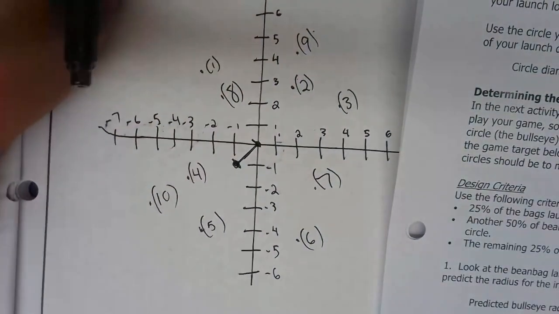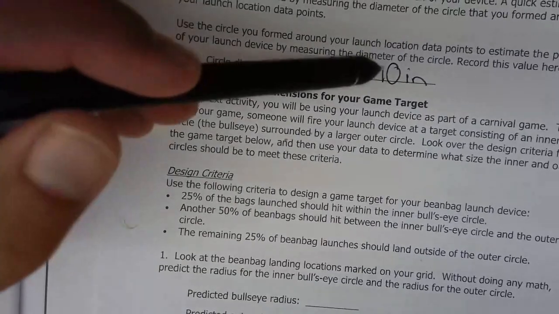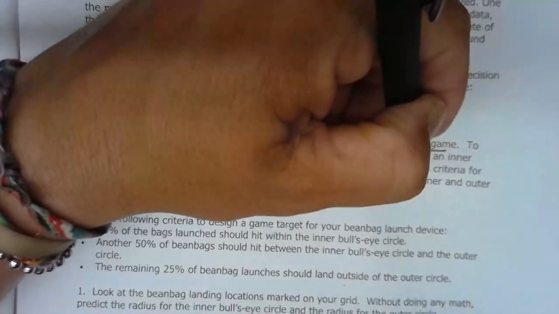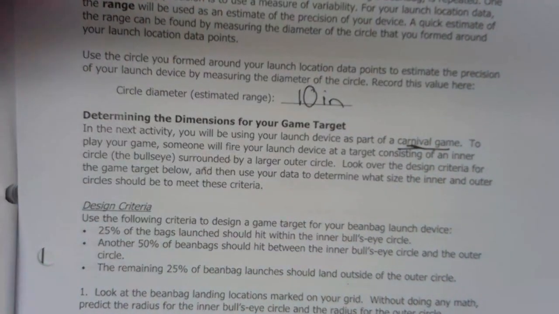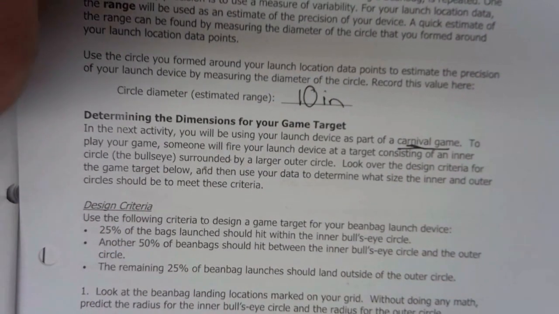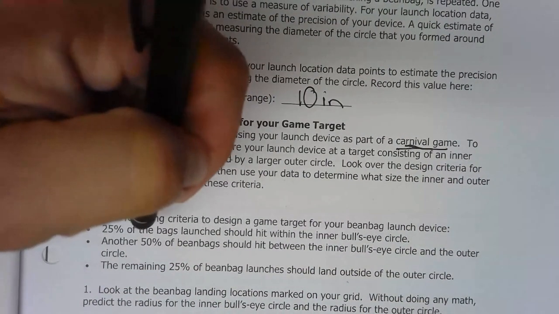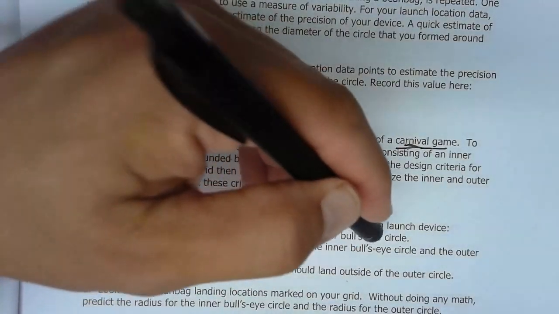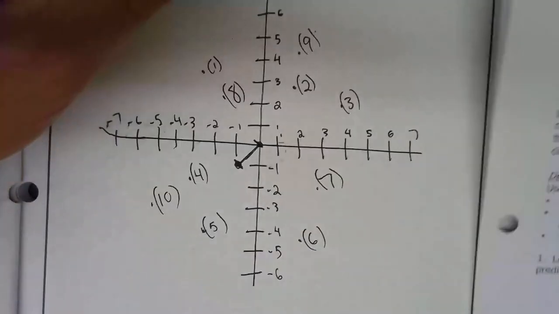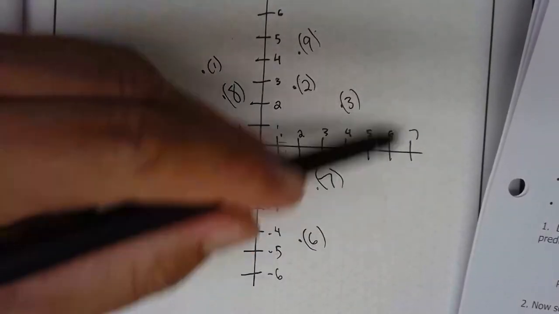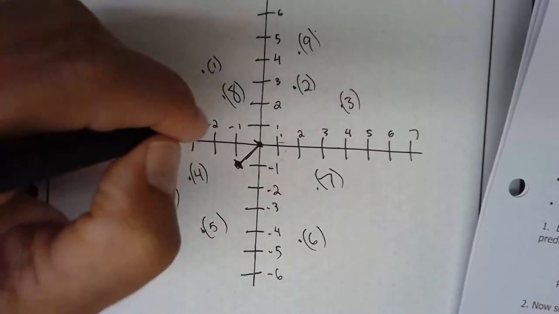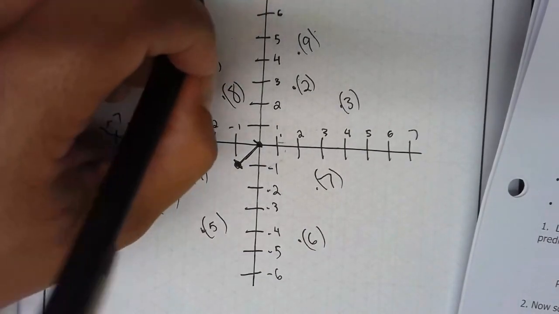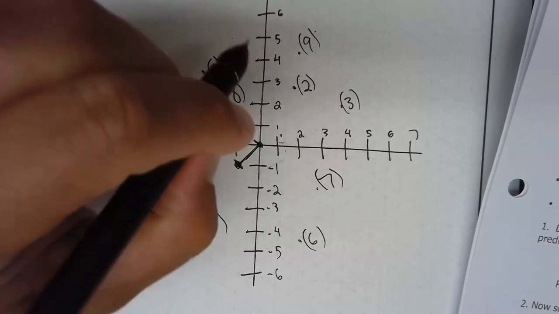Now, this is the somewhat tricky part. For our next activity, we're going to use this device to set up our carnival game. We need to have 25% of the bags launched hit within the inner bullseye circle. For me, 25% of 10 launches is between 2 and 3 launches. So I'm going to say 3 launches. I want to slightly overestimate.